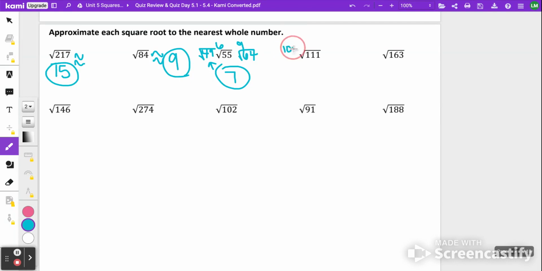111 is in between 100 and 121. It's only 11 away from 100, but it's 10 away from 121. So we're going to say it's closest to 11. 163 is in between 144 and 169, closest to 169, meaning the square root of 163 is closest to 13.